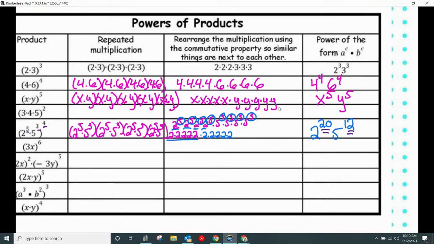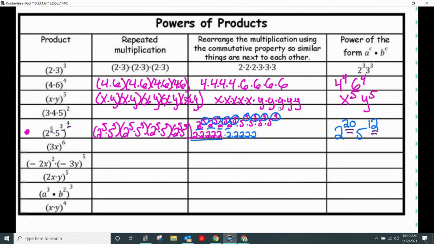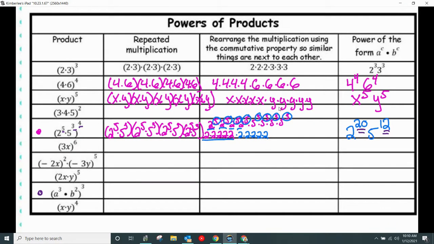Okay, so I'm going to do one more with you. I'm going to do the a cubed, this one right here. So this is a cubed times b squared, and it says to do this stuff 3 times. So a cubed b squared, a cubed b squared, a cubed b squared. Okay, that's 3 times. So now I'm going to rewrite this. I'm going to zoom in again so I can get my 2 lines here.